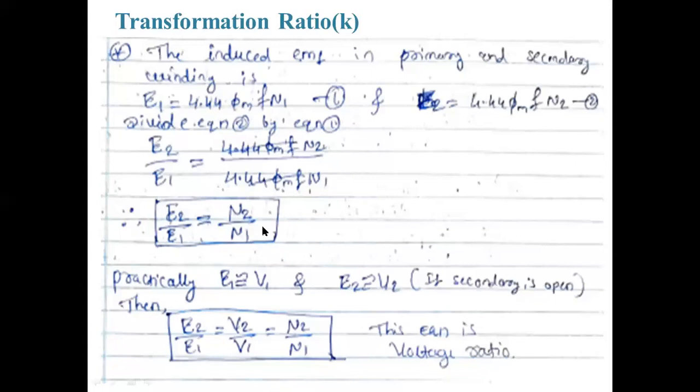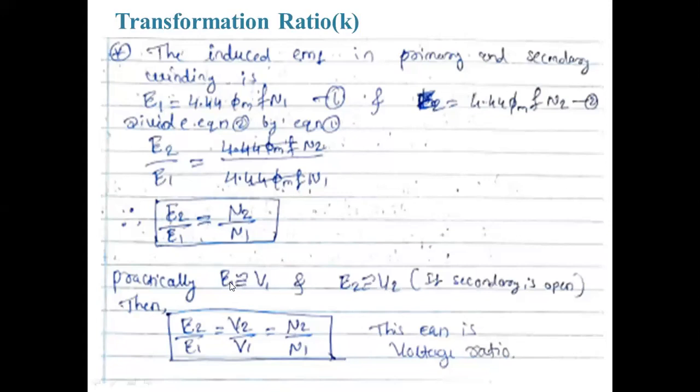Yes, sir. So E2 is the EMF induced in the secondary, and the EMF induced in the primary is E1. EMF induced is nothing but voltage. So practically E1 is approximately equal to V1 and E2 is approximately equal to V2. So the EMF induced in the secondary is E2. Whatever the output voltage is, that is V2. The supply voltage is V1.